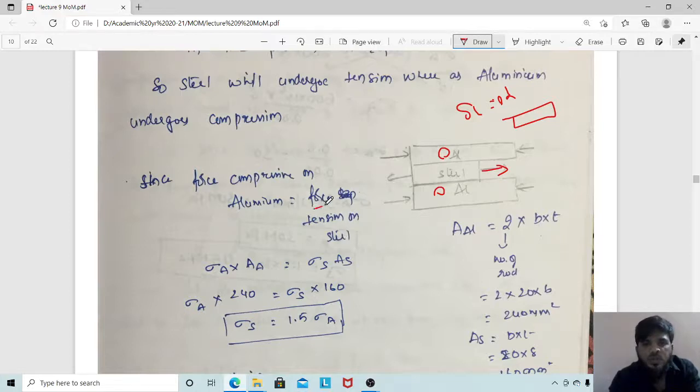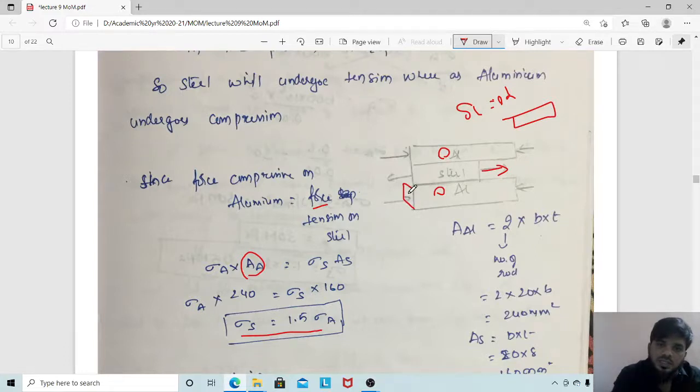Since the force of compression on the aluminum should be equal to the force of tension acting on the steel, and we know that force is equal to stress into area, with this we are going to get a relationship between the two stresses. The most important thing we have to see is that there are two aluminum bars. So while calculating the stress induced here, you have to take the area double. Area A is equal to 2 into B into T.